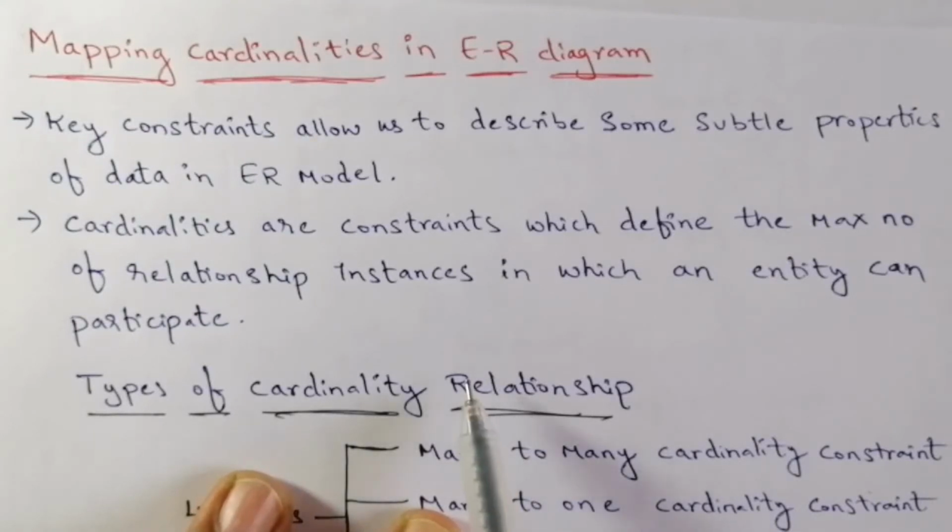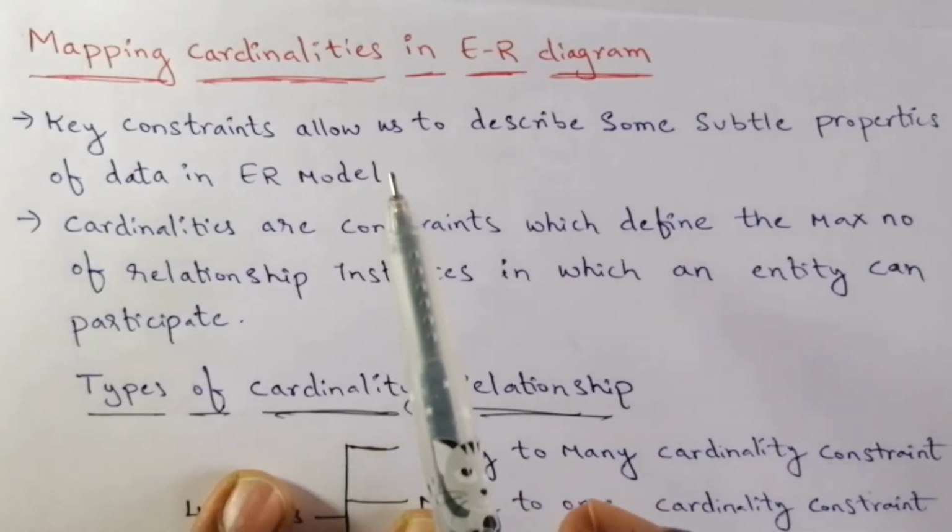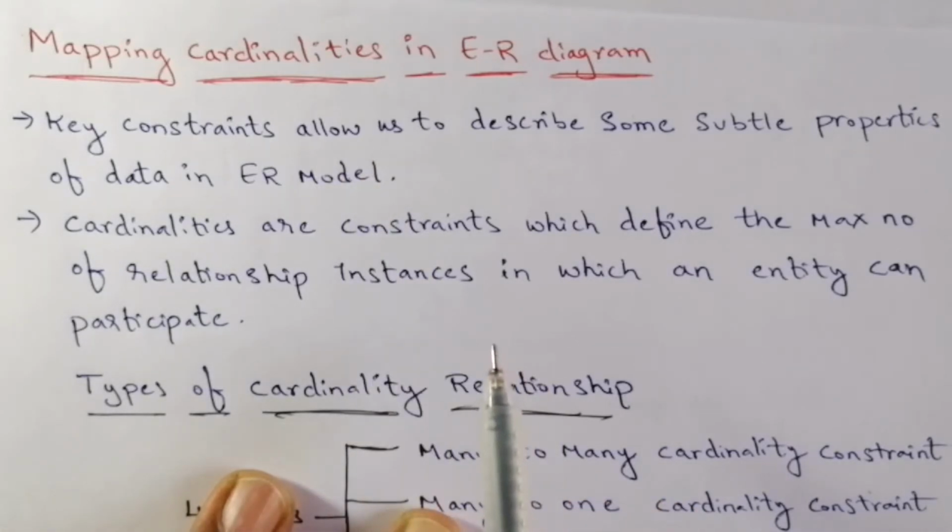In this lecture, we are going to discuss the mapping cardinalities in ER diagrams. It is the most important lecture. In order to solve any problem, in order to convert the ER diagram to table relations, we should have an understanding of these cardinalities. It's the most important one, right?